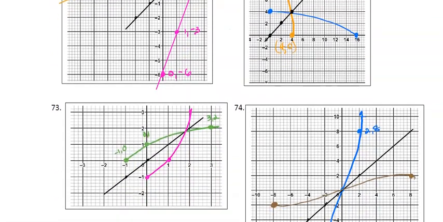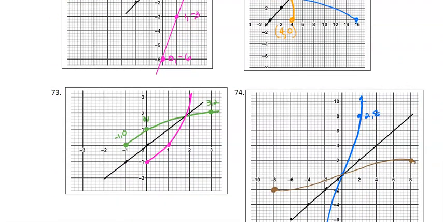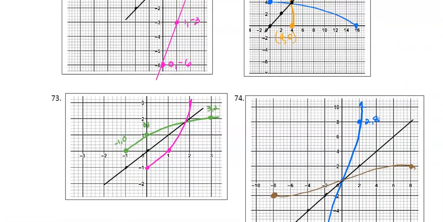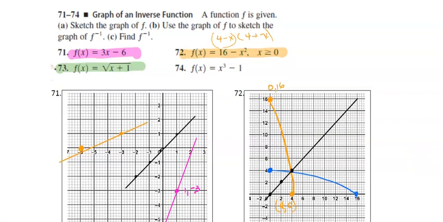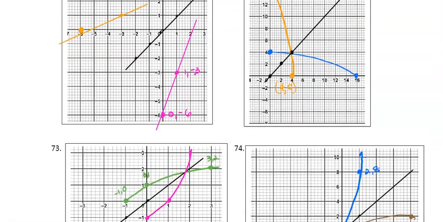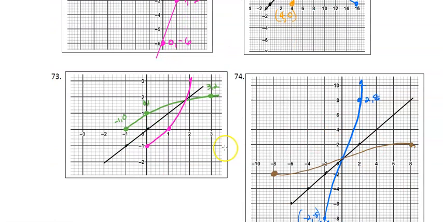Okay, let's go on to 73. Let me just go back up so you can see the equation. Here's my equation, radical x plus 1. That is a parent function of radical x, and it's been shifted to the left 1. So I can easily do that. That gives me this point, -1, 0. I then plug in a 0, and I get radical 1, which is 1. That's a second point.